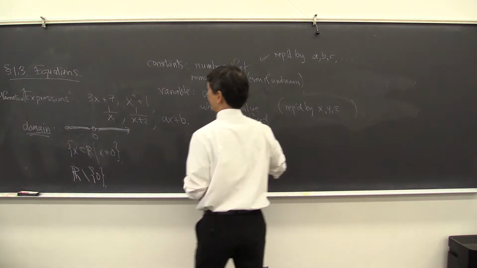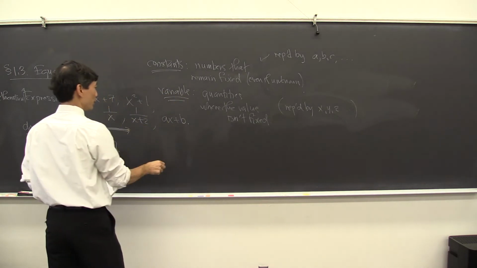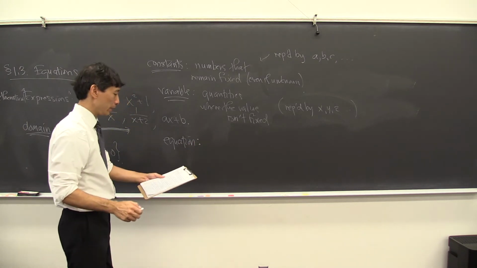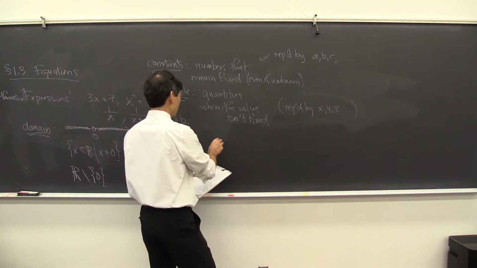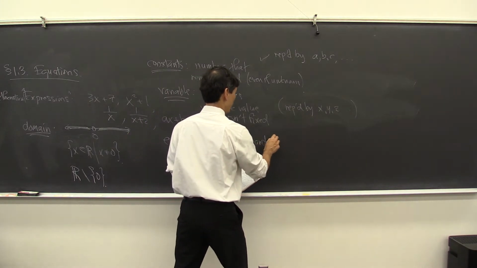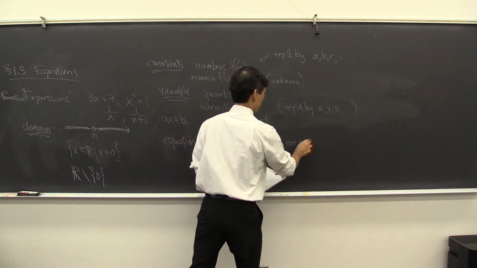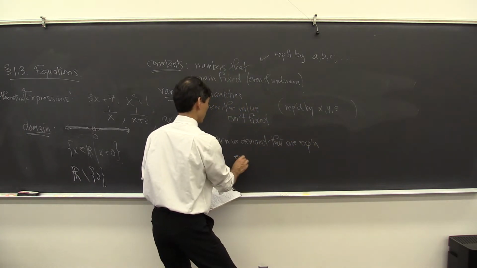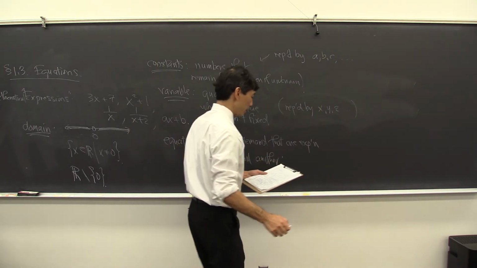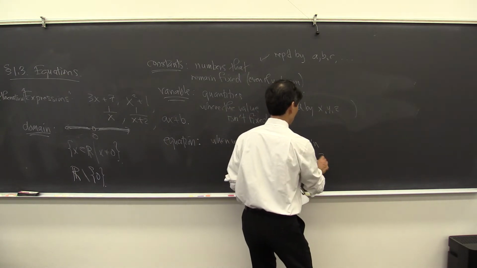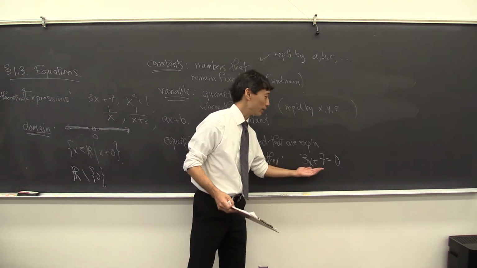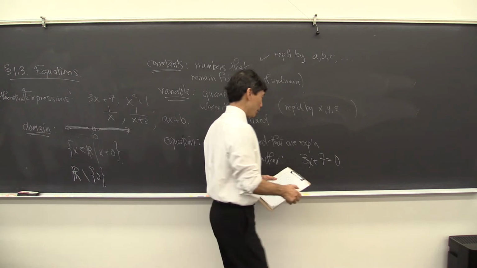And then, constants, variables, and then an equation is when you demand that one expression equal another. If I say 3x plus 7 equals 0, that's an equation, because you're saying I want this 3x plus 7 to equal 0.